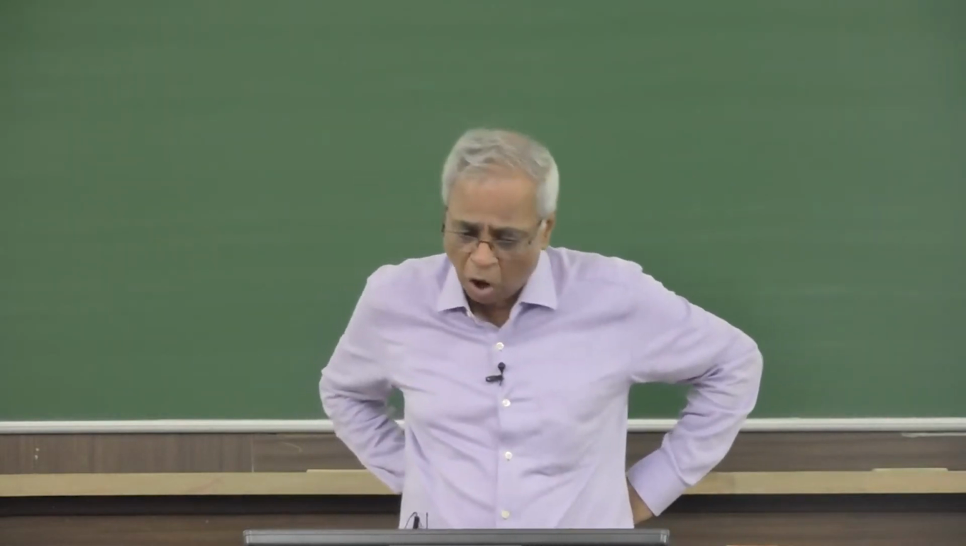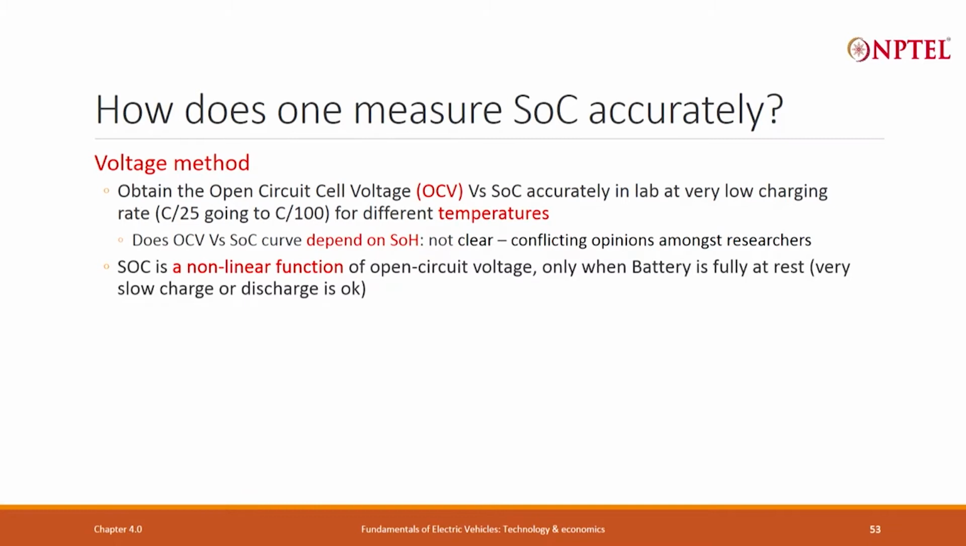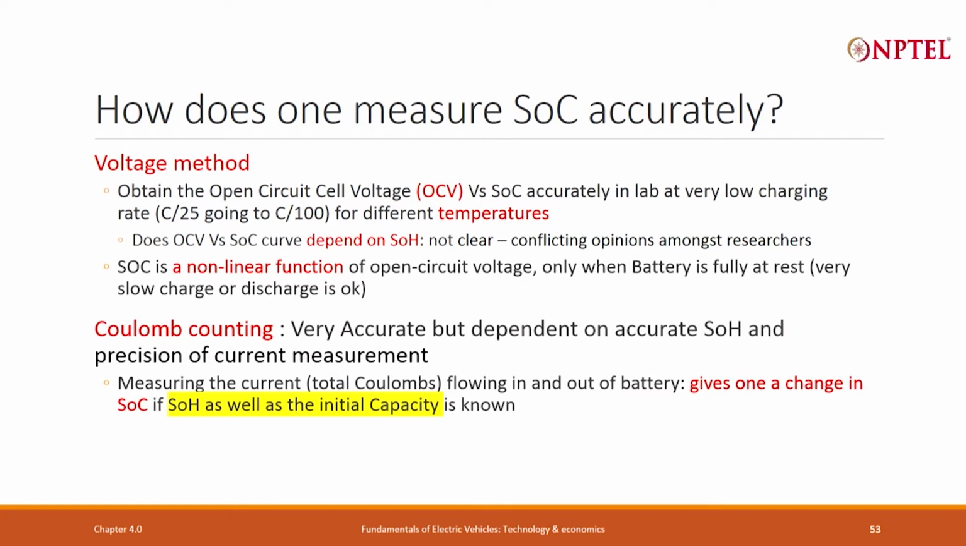SoC is a non-linear function of open circuit voltage, only if the battery is fully at rest, with very slow charge or discharge, not otherwise. So, what is the method therefore used in lithium ion battery? It is not the voltage method, it is Coulomb counting. What is the Coulomb counting method? You count the number of coulombs that go in.